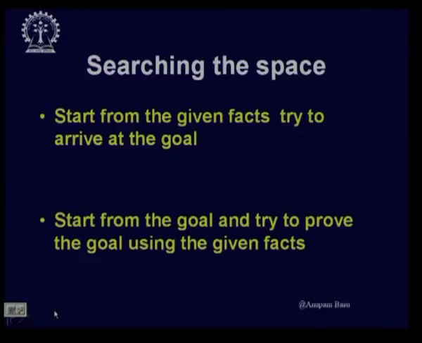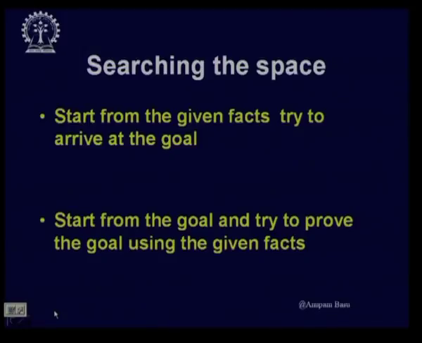We start from the given facts and try to arrive at the goal. That is the first thing that we did. We started with A, B, C, and as soon as I saw A, B, C, I could derive D, and since D was there and G was also true, I could derive P, and since P was proved and B is there, I have proved my goal Q. That is one way, starting from the given facts and trying to arrive at the goal.